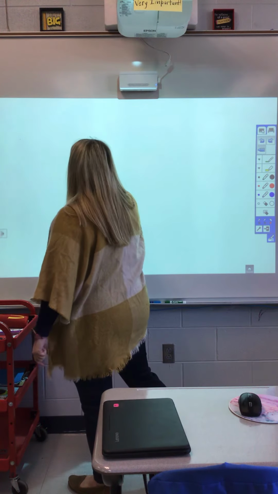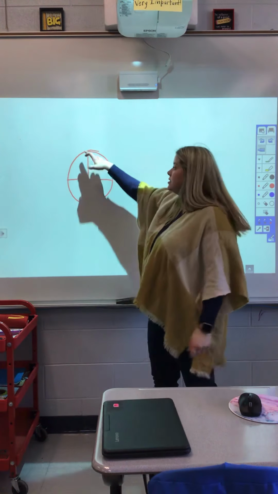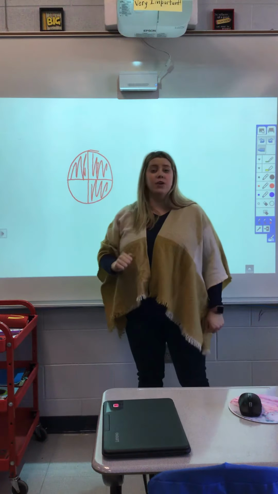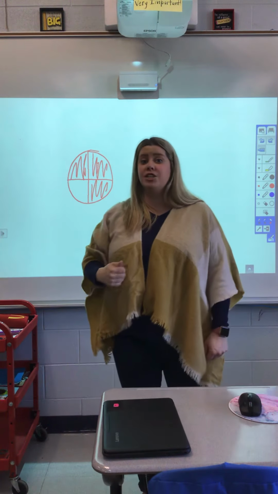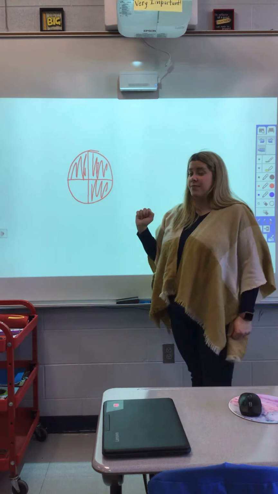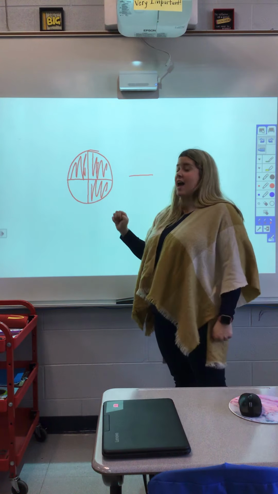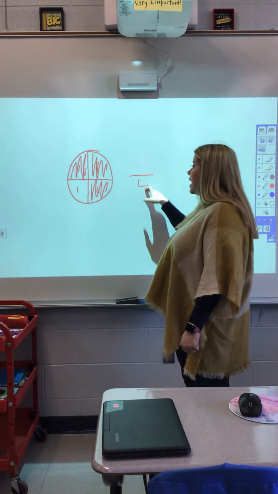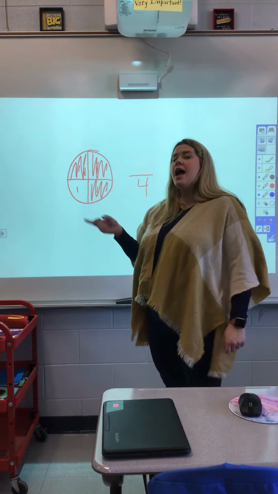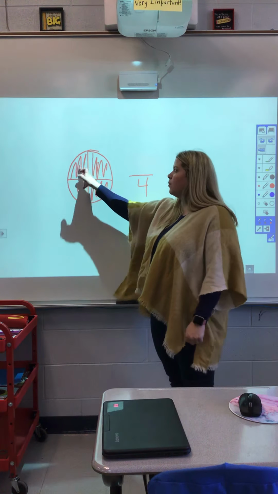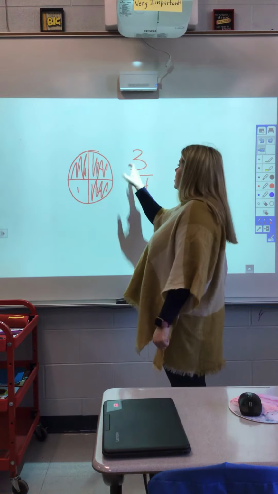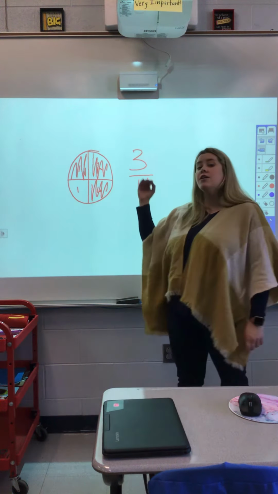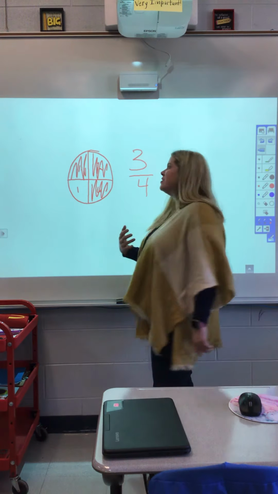Let's say I have a circle cut into 4 parts, and I shade 3 of those parts. What fraction of that circle is shaded? All right, well, I know that I have 4 parts total. 1, 2, 3, 4. So my denominator is going to be 4. How many of those parts are shaded? 1, 2, 3. So the fraction of this circle that is shaded is 3/4. Let's try another one.